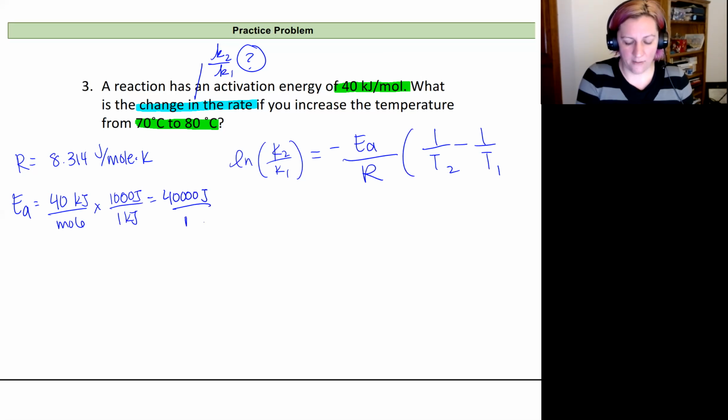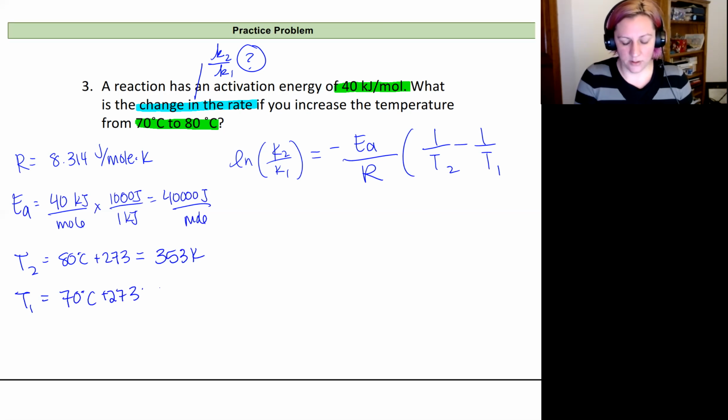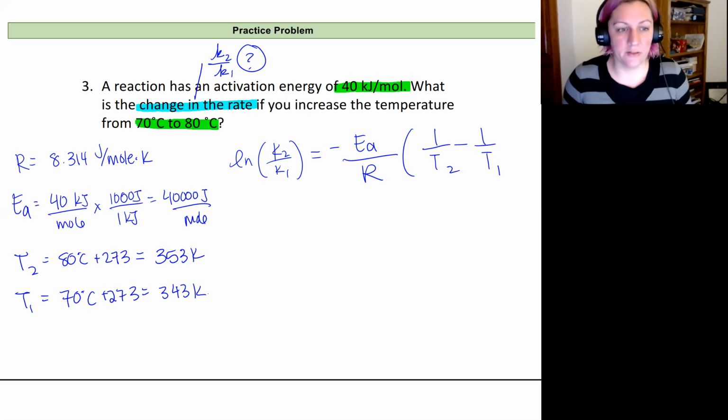All right, so we have 40,000 joules per mole. For our temperature, T2, we're at 80 degrees Celsius, and we need that to be in Kelvin. You could do 273 or 273.15, whatever you want to do. So that's going to be 353 Kelvin. And for T1, my 70 degrees Celsius is going to be equal to 343 Kelvin.